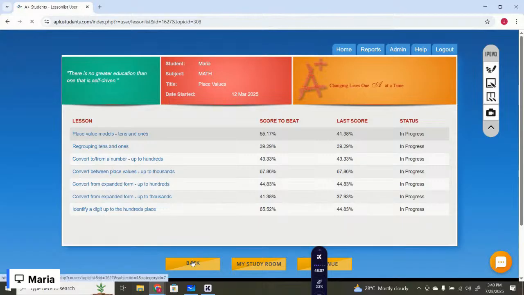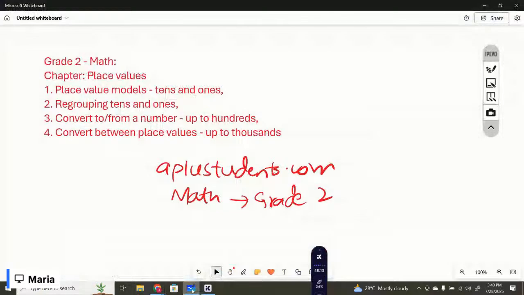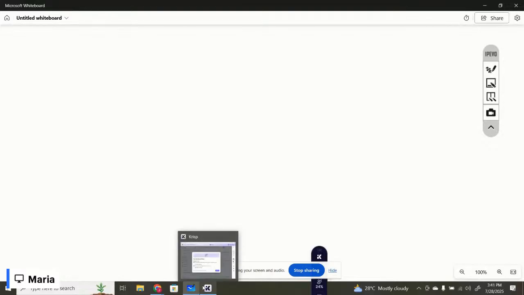So we were working on the grade 2 math chapter on place values. The lessons we have covered today are place value models, tens and ones, regrouping tens and ones, convert to and from a number up to hundreds, and convert between place values up to thousands. So please make sure that before the next session you complete all the practice questions for the lessons we just did. That is your homework until the next session.